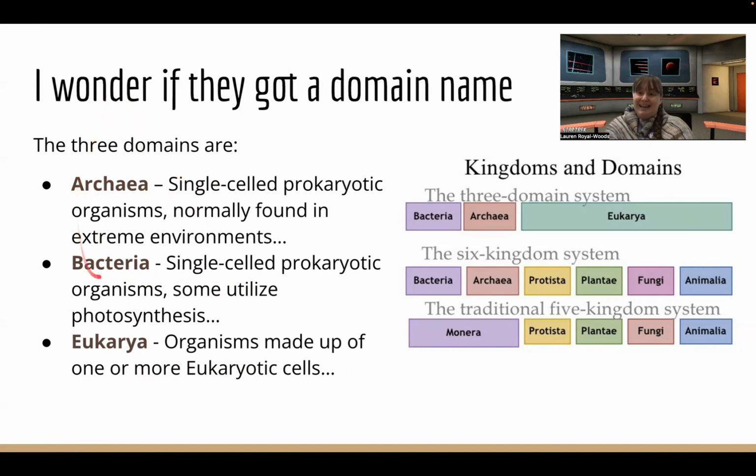They do not have nuclei. Their DNA is all loosey-goosey. Whereas the eukaryotes, we have the organelles, like the mitochondria and the chloroplast in the plants. These guys, some of them have some of these things, some of them don't. It's an interesting mix. So these are prokaryotes. Eukaryota is the eukaryotes.